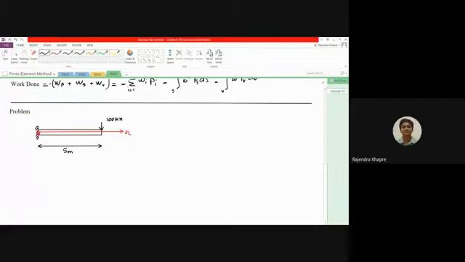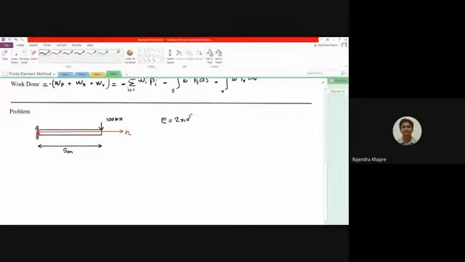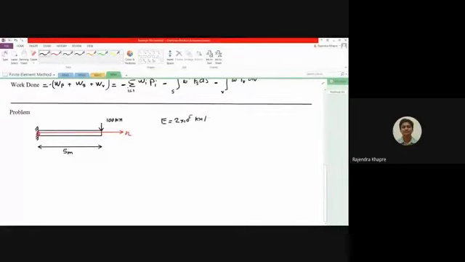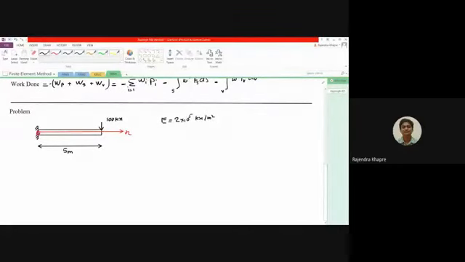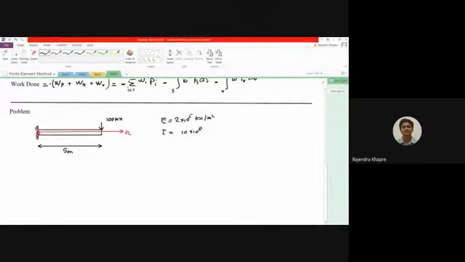Your value of E is given, that is the modulus of elasticity, 2 into 10 to the power 5 kilonewtons per meter square. And the value of I is also given, that is 10 into 10 to the power 8 millimeter to the power 4. So this is what is given to you. Now we will try to solve the problem using the Rayleigh Ritz method.